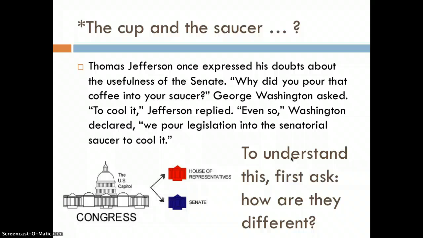So here's a little example to get you started. You've got to write it down. You'll see it again. Thomas Jefferson once expressed his doubts about the usefulness of the Senate. "Why did you pour that coffee into your saucer?" George Washington asked. "To cool it," Jefferson replied. "Even so," Washington declared, "we pour legislation into the senatorial saucer to cool it." So we're going to try to figure out what he meant by this senatorial saucer. Why is he comparing the Senate to this saucer and the coffee? So we have to figure out how they're different first.